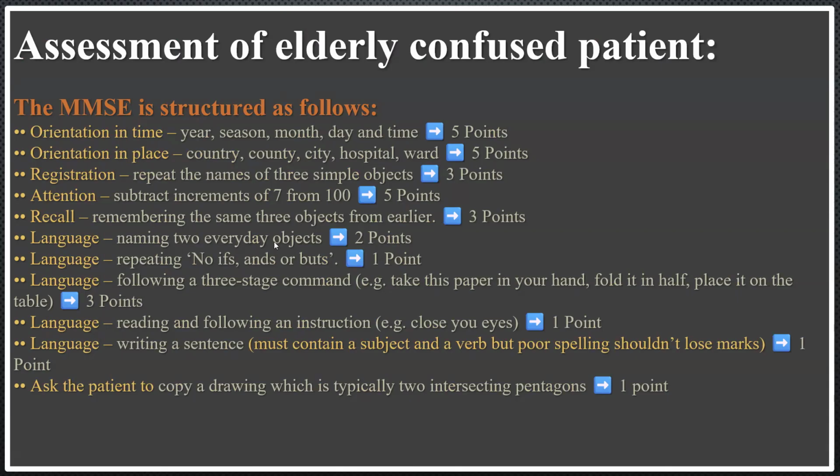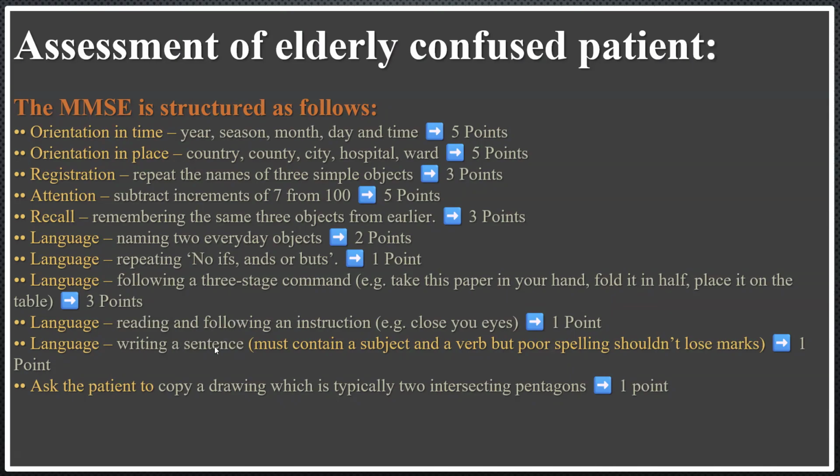Can you name two everyday objects? Pen, watch. Excellent. Can you repeat no ifs, ands, or buts? I don't know. No worries. Can you follow three-stage commands written on this paper? Take this paper in your hand, fold it in half, place it on the table. Thank you. Can you read and follow this instruction? Close your eyes. In the exams, you will not be provided paper, just mention them like this. Follow the same way.